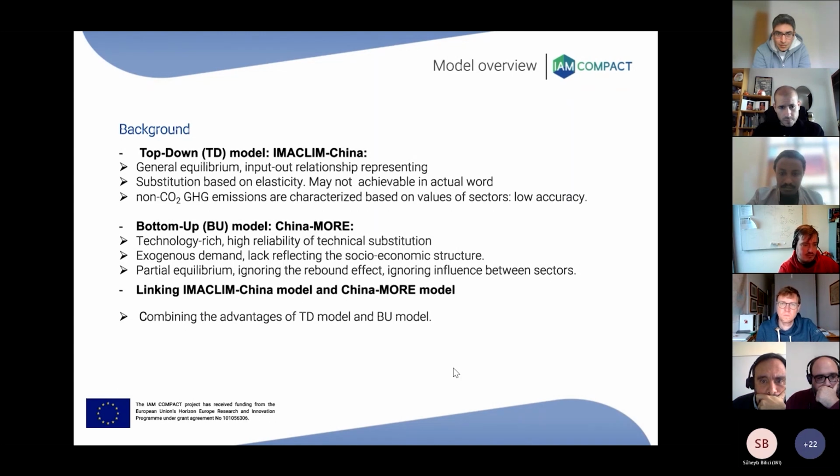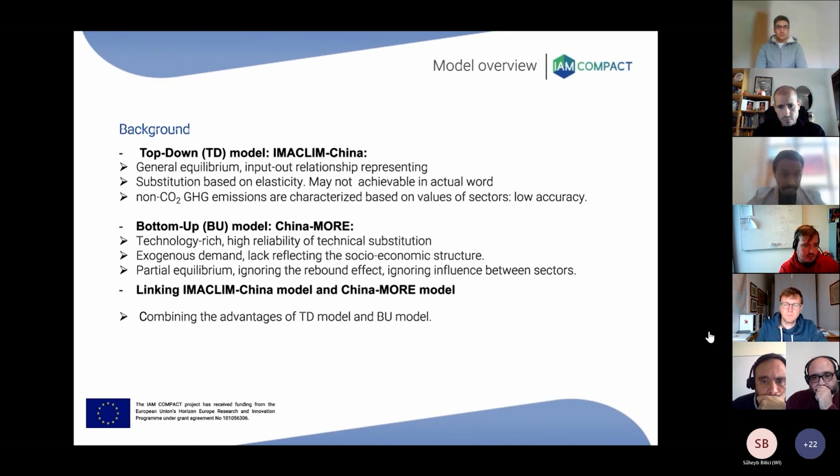As we know, the CGE model describes the substitution relationship between inputs based on elasticity. But this substitution relationship is not achievable in the actual world, especially considering the limitation of technologies. That's how the industrial process CO2 emissions and non-CO2 GHG emissions are usually characterized based on the values of sectors in the CGE model. So it can cause a low accuracy when concerning the projection of these gases.